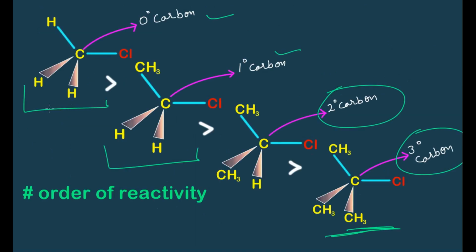And that's why the order of reactivity is like this: 0 degree carbon, then 1 degree carbon, then 2 degree, and in the end 3 degree. And you also know the reason why 3 degree carbon does not give the Sn2 mechanism.